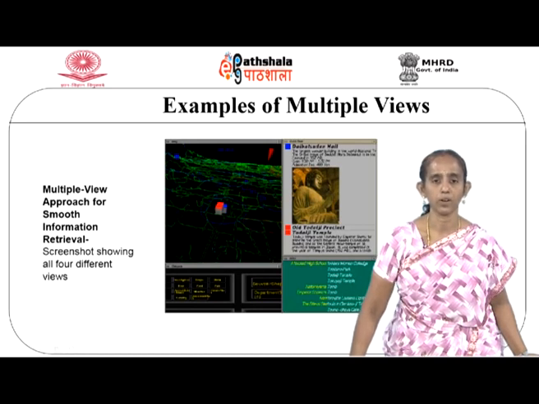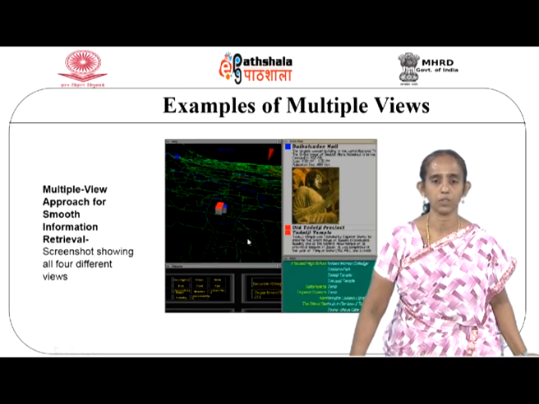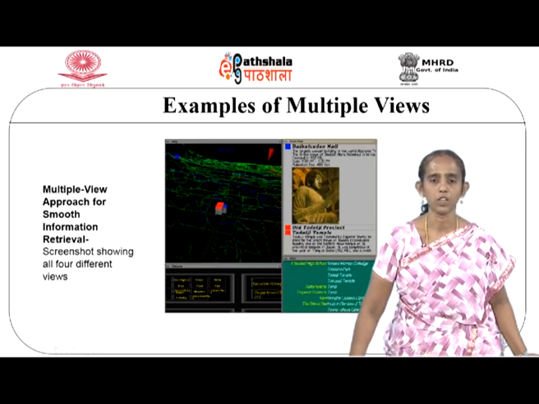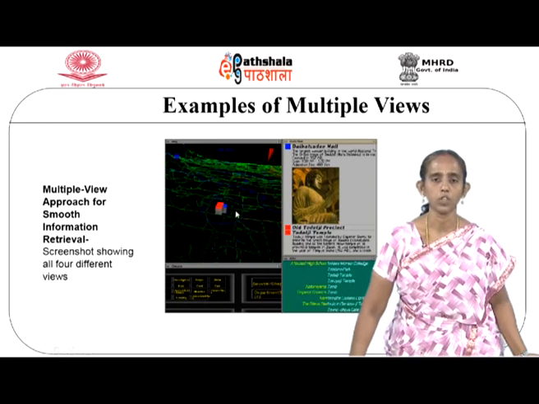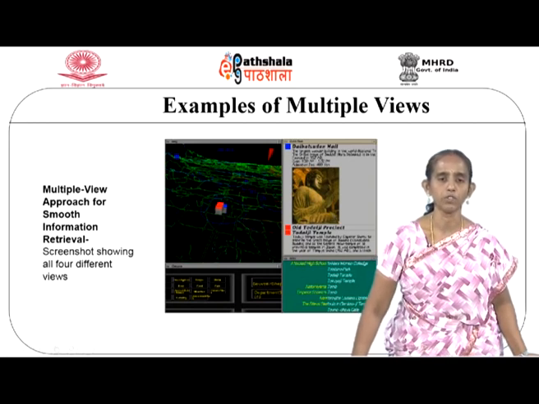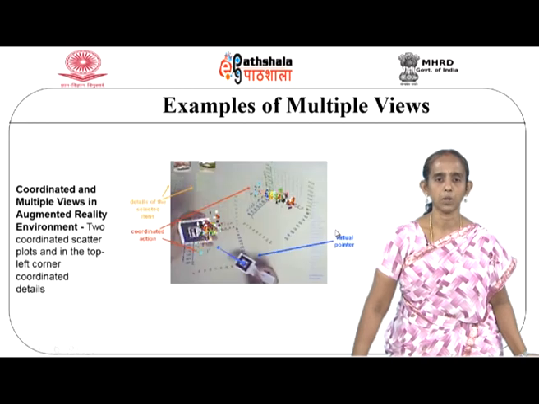So, you have one view of the entire region, you have the textual information related to that particular thing, you have the data set related to the particular visual that is being shown above. So, these are multiple views of the visual that is being shown in the left hand side window pane. Then there are other examples of multiple views.